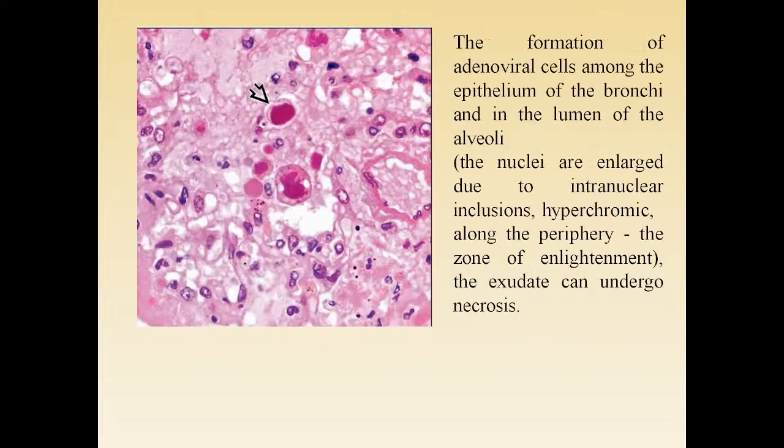Histological picture of adenovirus infection: formation of adenoviral cells. You can see in this photo adenoviral cells among the epithelium of the bronchi and in the lumen of the alveoli. Adenoviral cell characteristics.